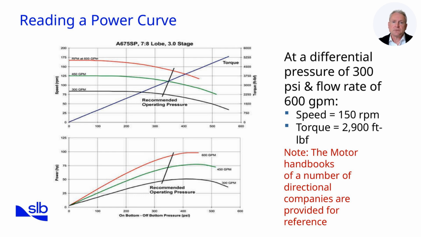The differential pressure is the difference between the pressure observed when the BHA is on bottom and when it is off bottom. These graphs are different for each of the motor types. Usually, they are given in a motor handbook for field use.